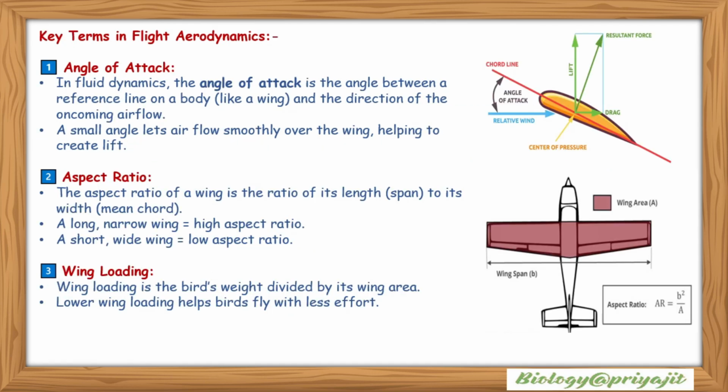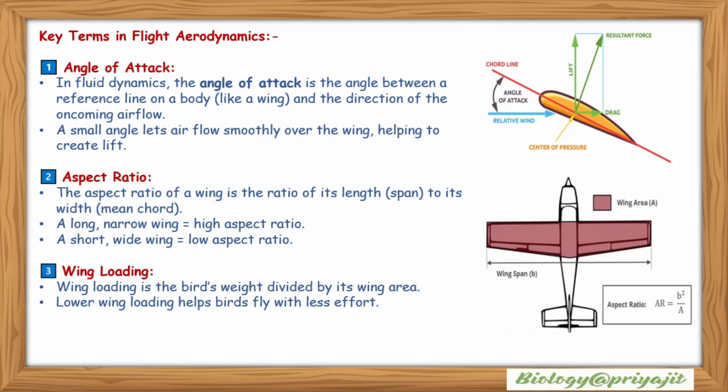Now we should discuss the key terms in flight aerodynamics. First one is the angle of attack. In fluid dynamics, the angle of attack is the angle between a reference line on a body like a wing and the direction of the oncoming airflow. A small angle lets air flow smoothly over the wing, helping to create lift.